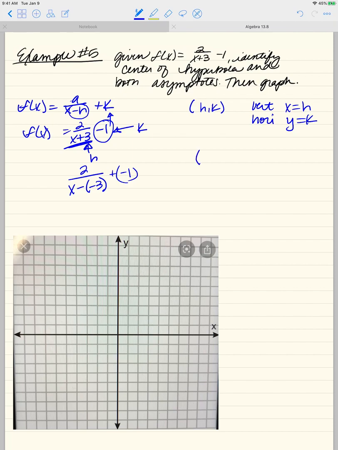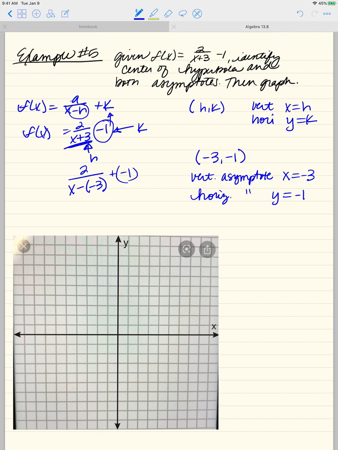So the center of this hyperbola is at negative 3, negative 1, and the vertical asymptote is x is equal to h. So x is equal to negative 3, and the horizontal is when y is equal to k, so y is equal to negative 1. So now we have both of the asymptotes and we have the center.